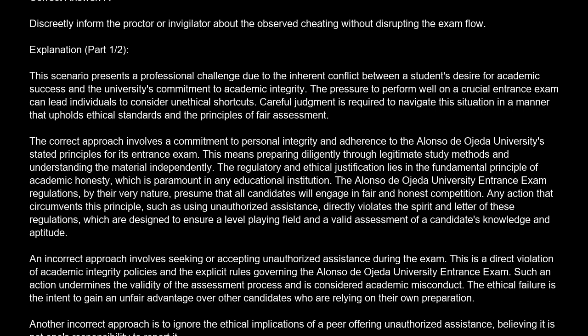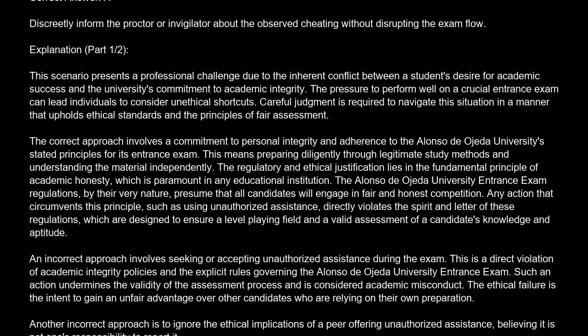The regulatory and ethical justification lies in the fundamental principle of academic honesty, which is paramount in any educational institution. The Alonso de Ojeda University entrance exam regulations, by their very nature, presume that all candidates will engage in fair and honest competition. Any action that circumvents this principle, such as using unauthorized assistance, directly violates the spirit and letter of these regulations, which are designed to ensure a level playing field and a valid assessment of a candidate's knowledge and aptitude.